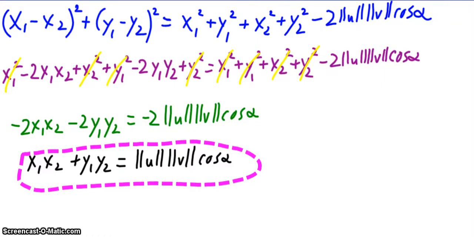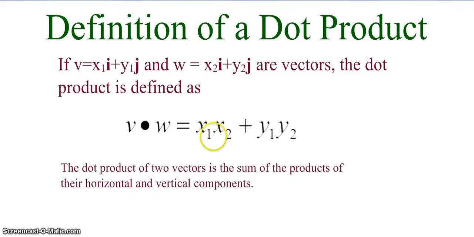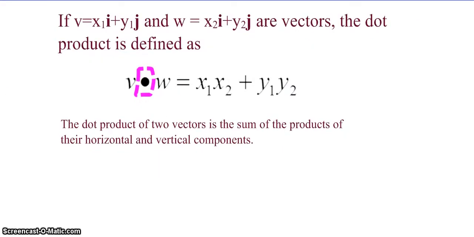Now we're going to look at the dot product. And what do you know? If we have some vector v, which is x1i plus y1j, and some vector w, which is x2i plus y2j, the dot product is v dot w equals x1 times x2 plus y1 times y2. So notice that this symbol here, that is not multiplication, that is telling us the dot product of two vectors. And so what it is, the dot product of two vectors is the sum of the products of their horizontal and vertical components. What does that mean?